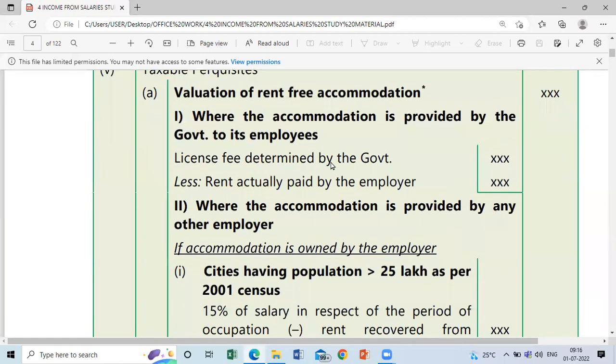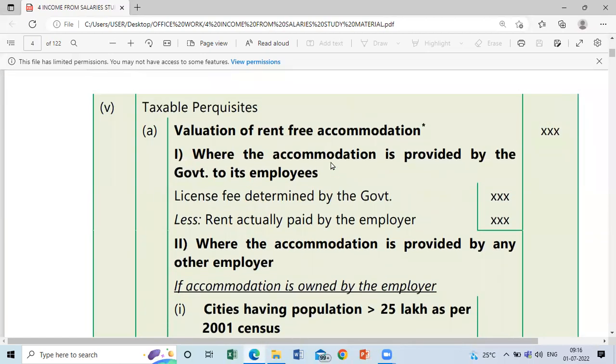Then we have something called as taxable perquisites. Did we discuss perquisites here? Not really, not in great detail, because it is beyond our syllabus as per our university. There are a good number of things that are not there in our syllabus under perquisites. Otherwise, perquisites is a topic where I can talk for 6 hours, तो भी खत्म नहीं होगा. इतना vast topic है. Super vast.